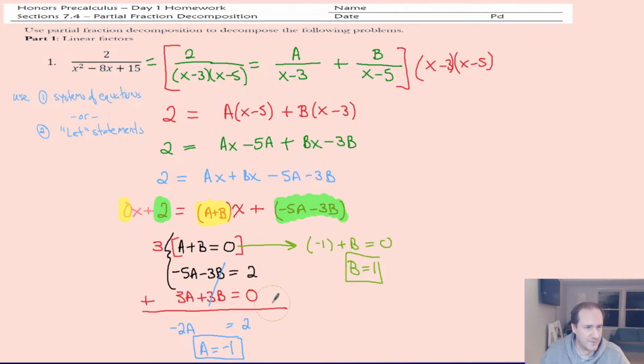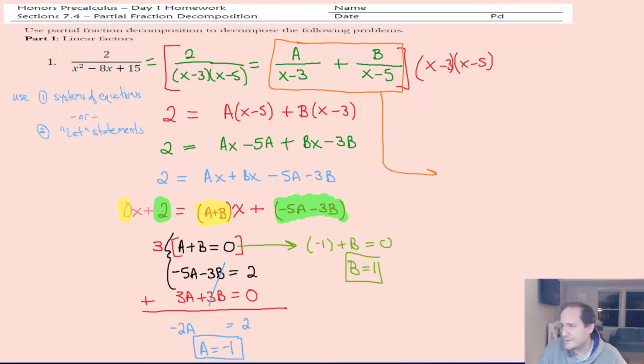And so now that I have both of the values of a and b, then for your final answer, you'd come back up here. This is your partial fractions. This is our expression decomposed into its partial fractions, right? We've got a fraction and a fraction. Those are the partial fractions.